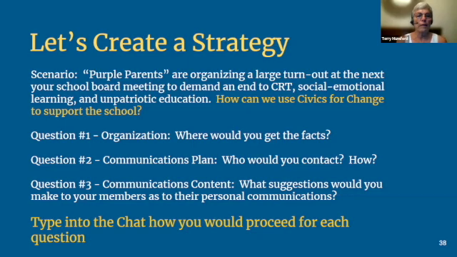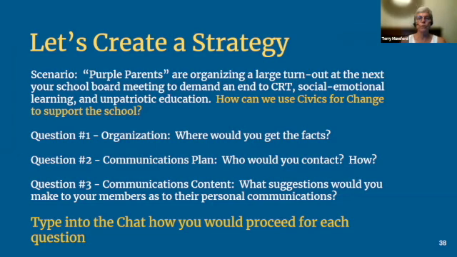But I'm asking you how you would create a strategy for communicating when we have certain important issues out there. And the first scenario is we have purple parents who are organizing a large turnout at the next school board meeting.